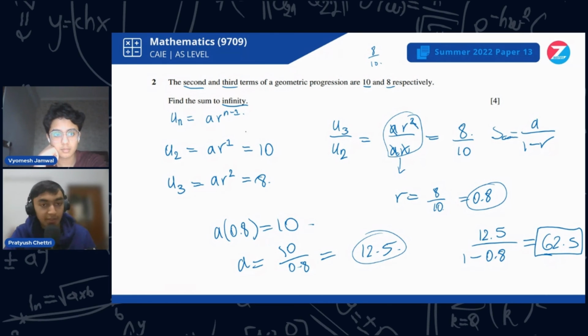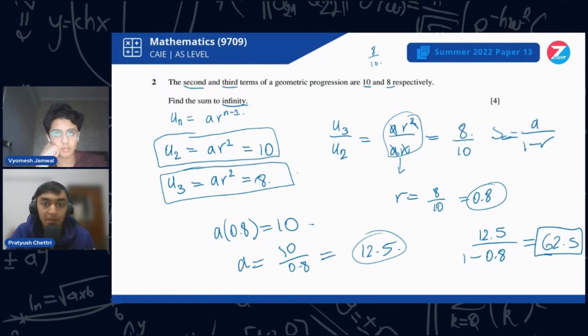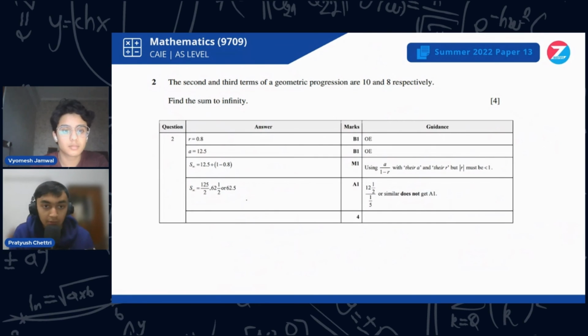So in questions like these, the idea is from the information given, second term is this, so you write down your formula. Third term is this, you write down your formula. And then by using those formulas, you can find the common ratio, or at least an expression for the common ratio. Like that, we got a nice value here. And once you have that, you can also find a, and you can get ready for your equation. So here we have it: 1 mark for ratio, 1 mark for a, 1 mark for showing the formula, and 1 mark for your correct answer. Okay, are you ready to do the next question, Vyomesh?